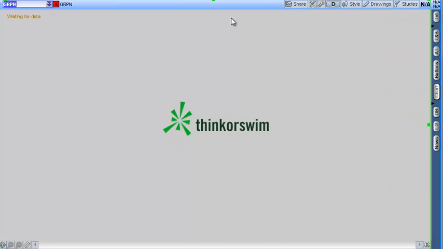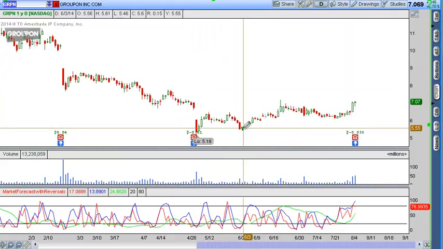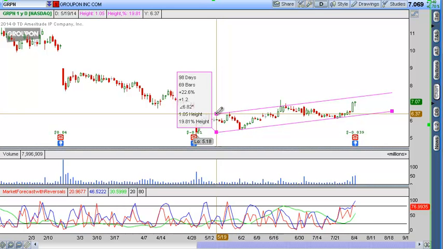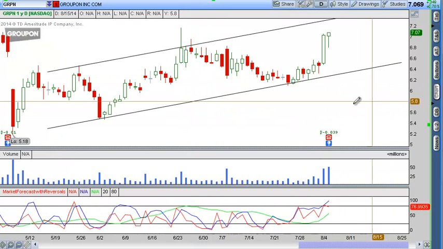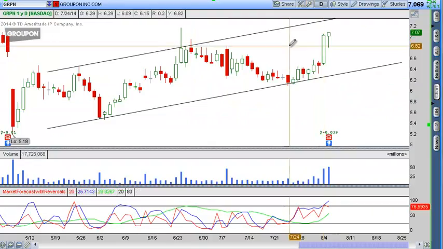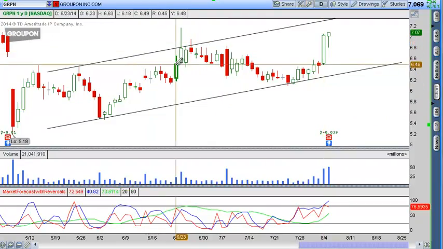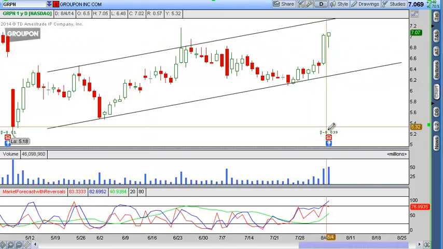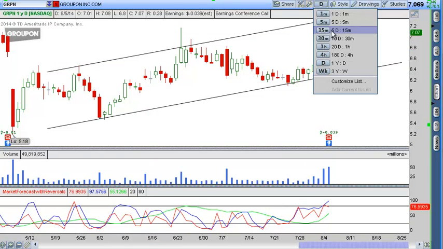So let's hit Groupon really quickly for you. Groupon obviously has created a higher high, higher low as of yesterday, breaking out through this price pattern. Maybe we go back to here and say we had higher highs, higher lows, and we're continuing the bullish trend here. Today was a bullish day. Earnings just barely happened.